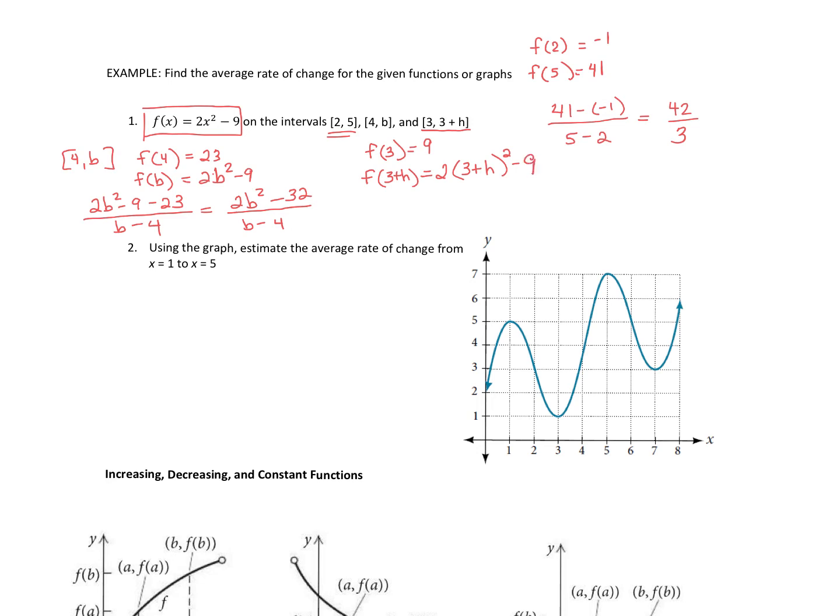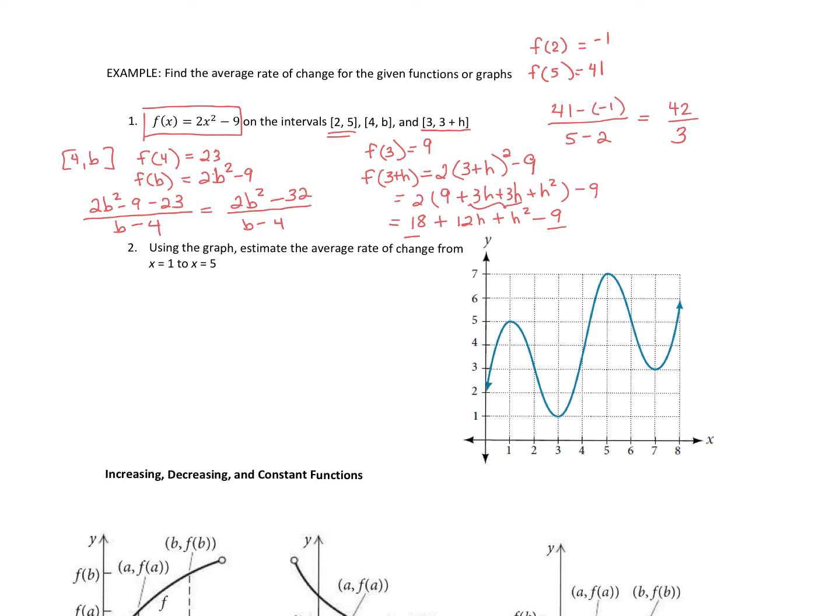minus 9. And I'm going to multiply this out. So I'm going to FOIL and get 2 times 9 plus 3h plus 3h plus h squared, or 18. This is 6h times 2, which would be 12h, plus h squared minus 9. All right, we're going to put those together in the next step.